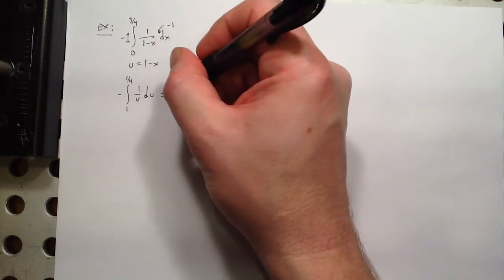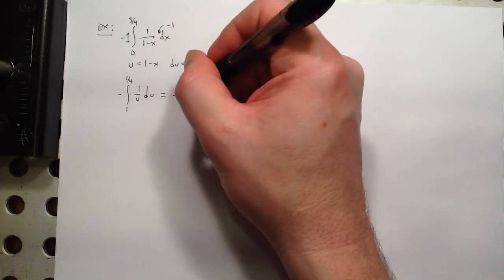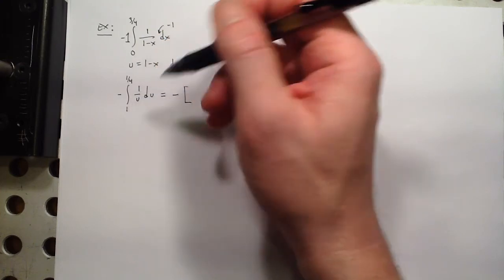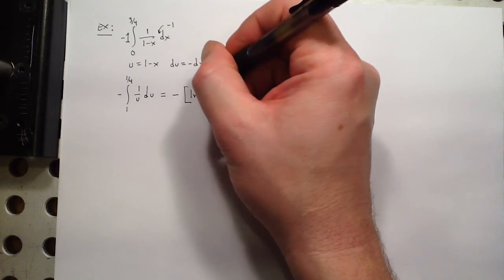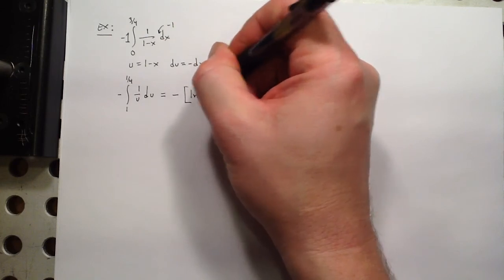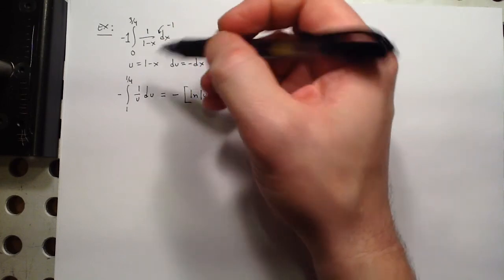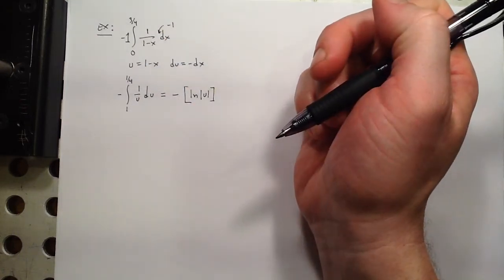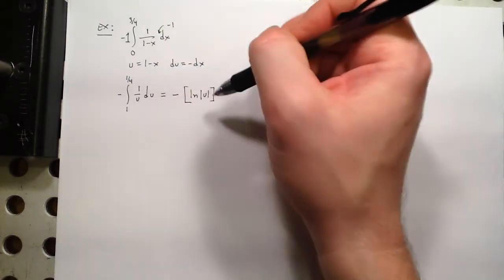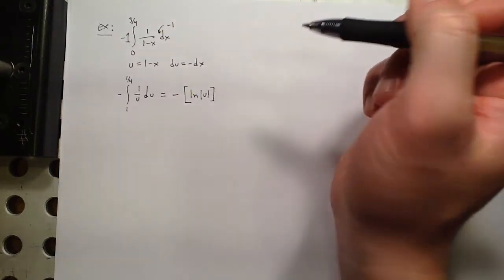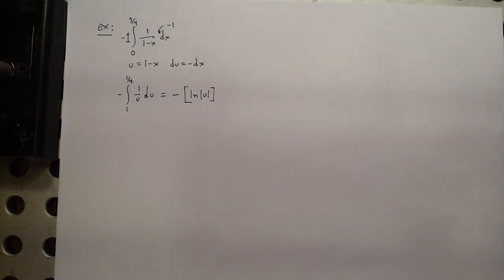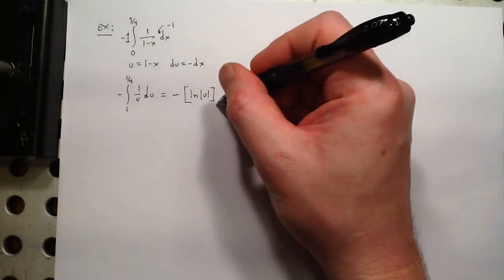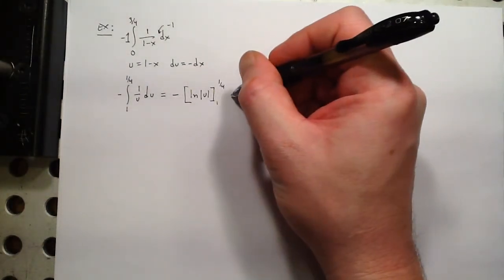Okay, so the negative sign there. Then the antiderivative of 1 over u is natural log. And here it's actually really important to put the absolute value signs in. Not in this particular problem because those are both positive. But if these are negative, you need that. Otherwise, you're going to be trying to take the natural log of a negative number. And can you do that? Okay, so that's from 1 to 1/4.